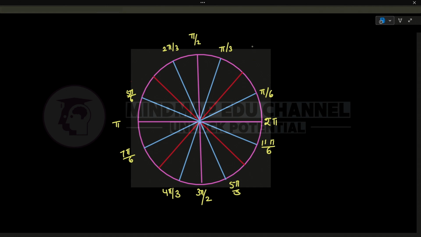Now according to 45 degrees, that is according to pi by 4, here it is pi over 4, here it is 3 pi over 4, then here it is 5 pi over 4 and 7 pi over 4. Clear? So this is all about unit circle.